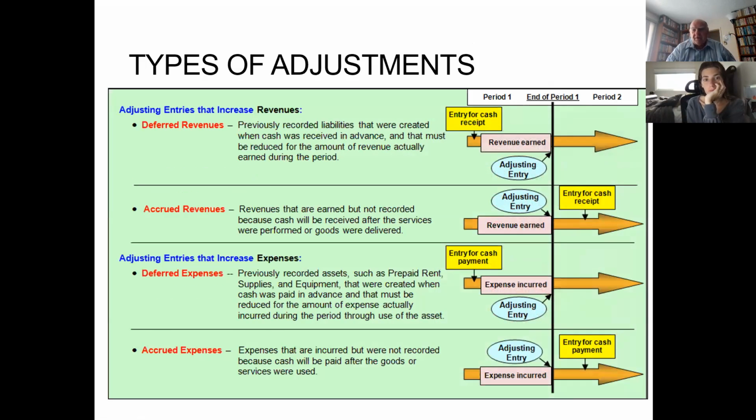This is a good grid to look at. We just talked a little bit about accruing and some adjusting entries for revenues and expenses.